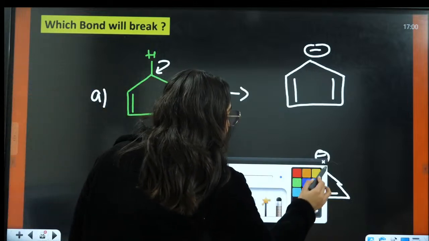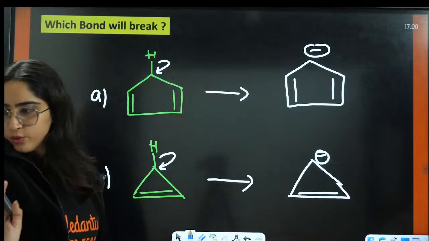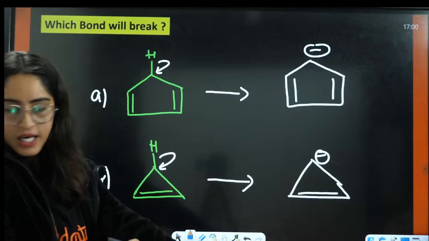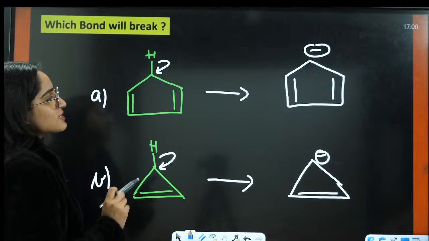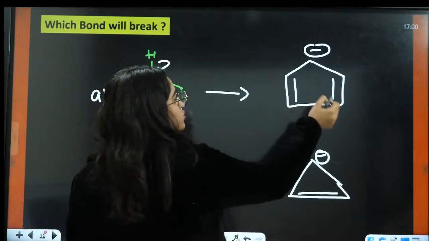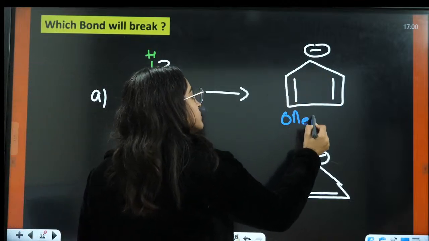So now, bacha, this is the last question. Don't worry. This is the last question. Everything you want at 2x speed. Okay, so bacha, let us calculate the electrons here. 1, 2, 3, 4, 5, 6 pi electrons.